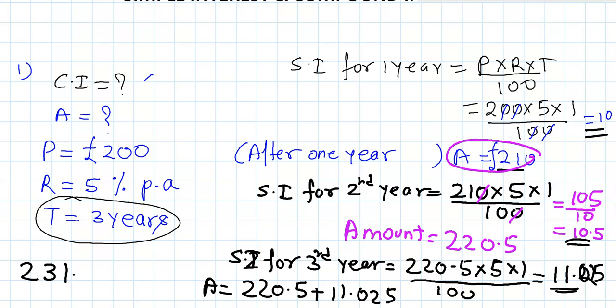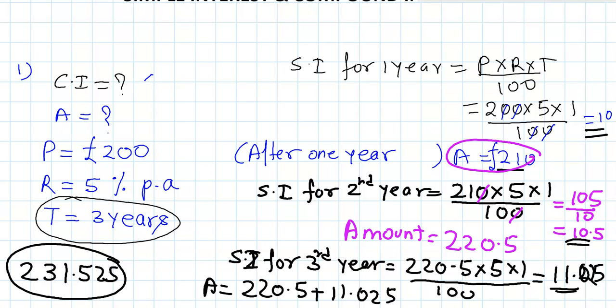231.525. So this will be your amount. Okay. So I have taken a difficult question to explain to you. So for 3 years, first you found simple interest for 1 year, you got 10, you add it to the principal. So it is 210 pounds. Then again you add 10.5 to this, then you'll get 220.5.